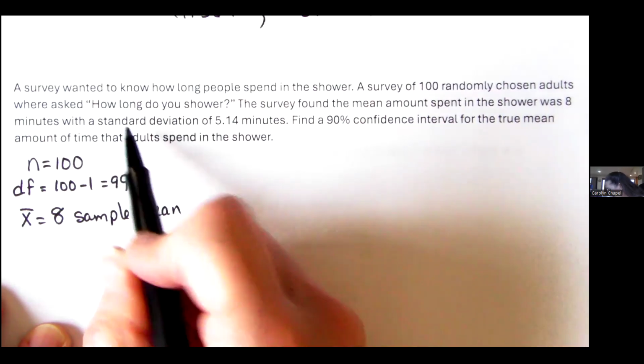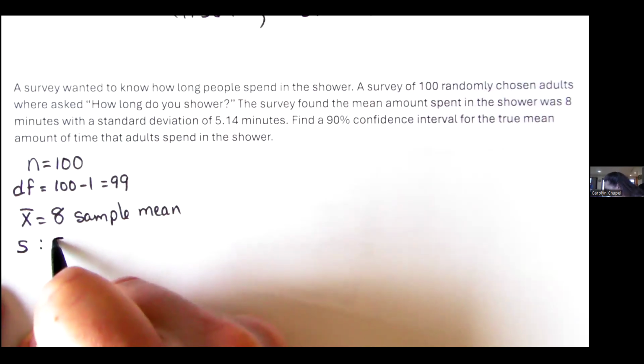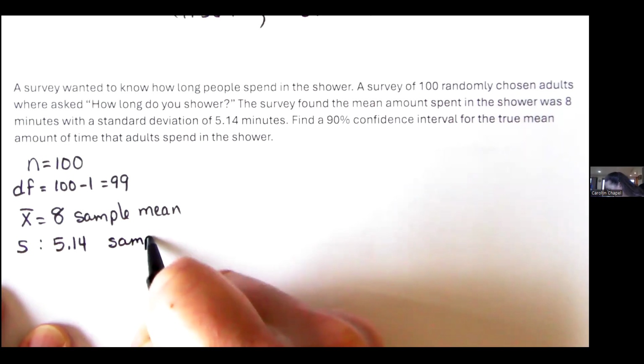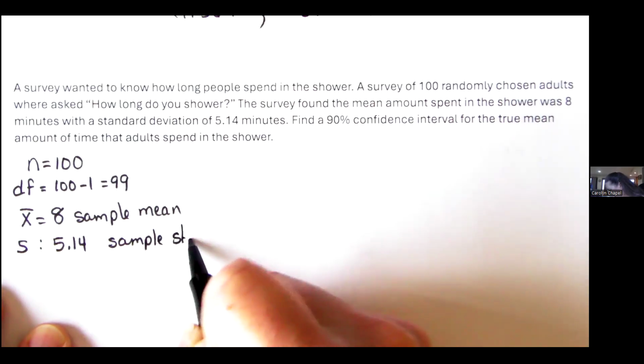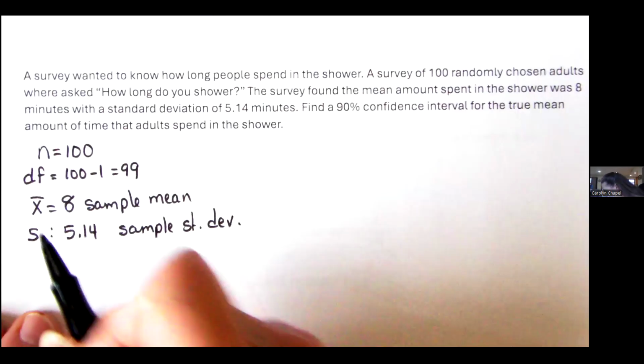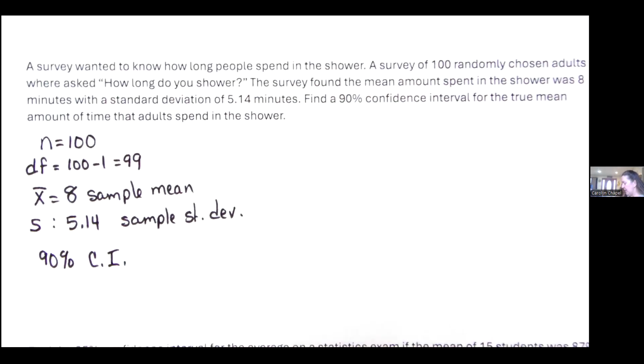And my sample standard deviation, so my S, is 5.14. I'm going to abbreviate a little bit. And I want to find a 90% confidence interval. I'm going to abbreviate confidence interval here.